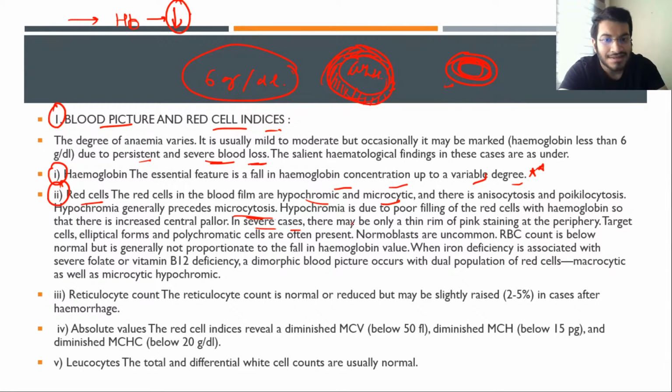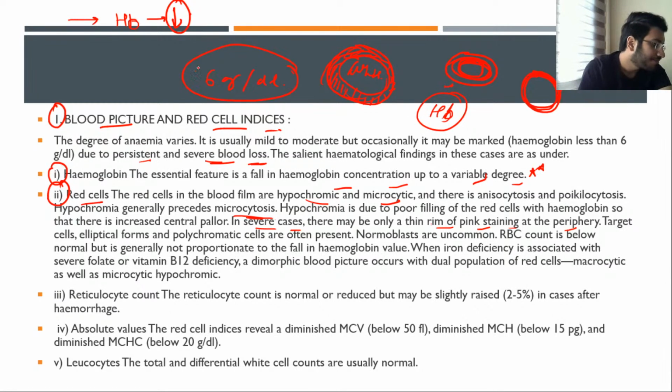And in severe cases there may be only a thin rim of pink staining at the periphery. So there may be the chances that in your RBC there is only a thin pink periphery and the rest is completely empty, and that indicates that your RBC does not contain HB, right? Or it contains very low amount of HB. Then you can see target cells, elliptical forms, and polychromatic cells are often present.